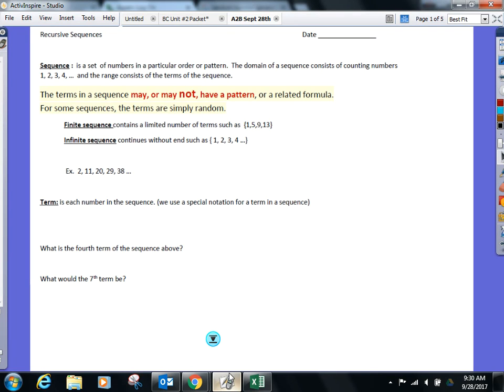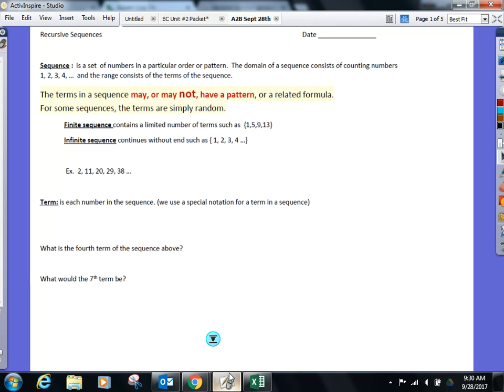Anybody ever played the game Sequence before? Sequence? No? Like with the states or the numbers? No? Okay, you should try it out. It's a decent game.